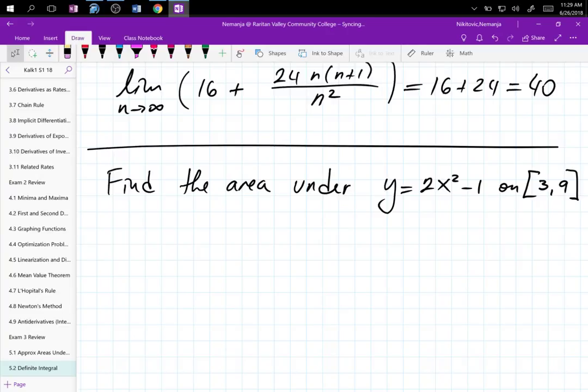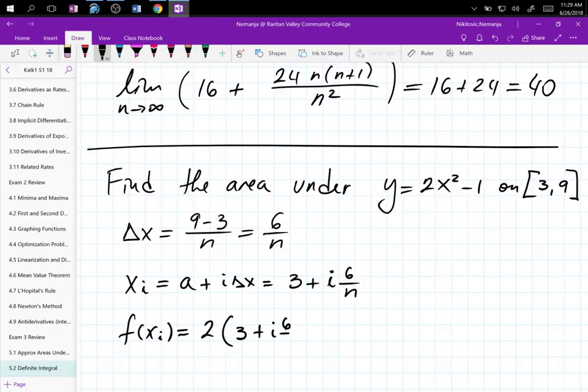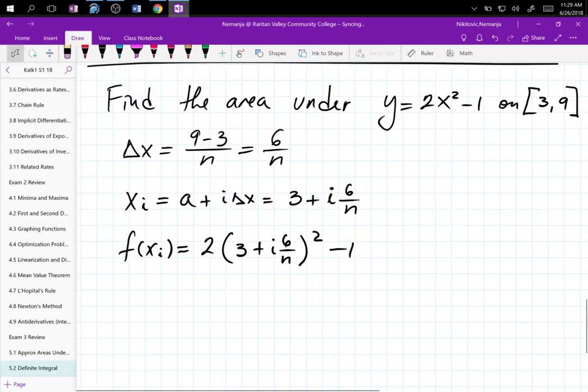Same steps. Figure out delta x first, which is b minus a over n, so it's 6 over n. Figure out xi, which is a plus i delta x, which is 3 plus i 6 over n. Figure out f of xi, which is 2 times (3 plus i 6 over n) squared minus 1. So this is where you take xi and you plug into the original function.